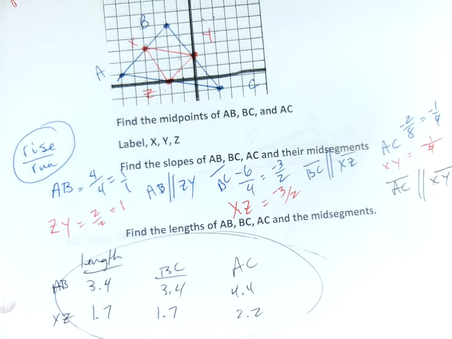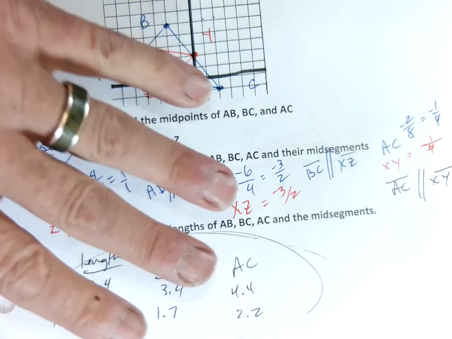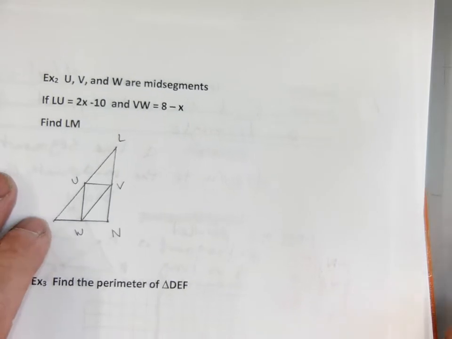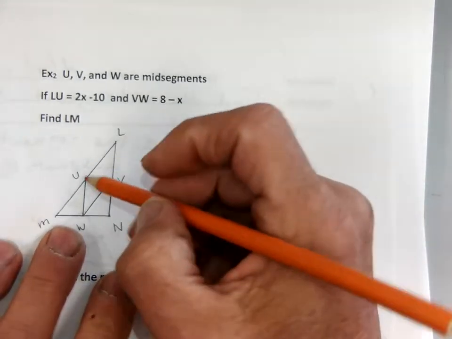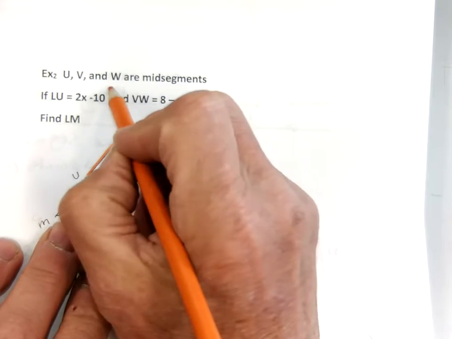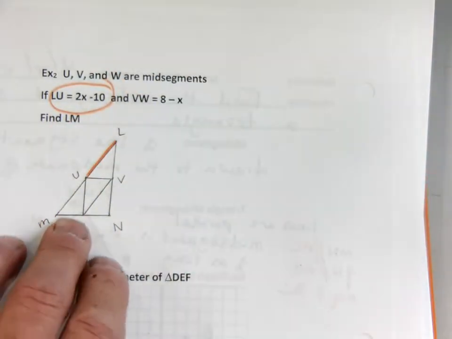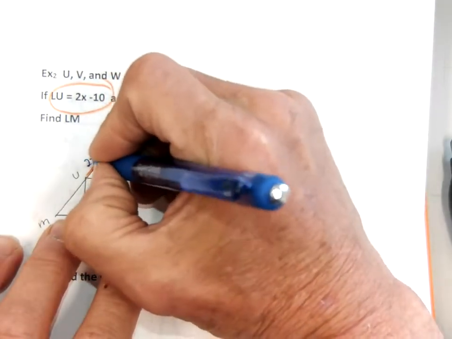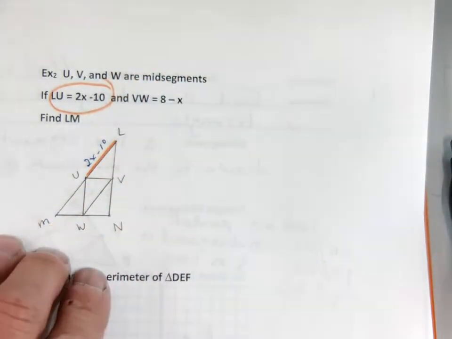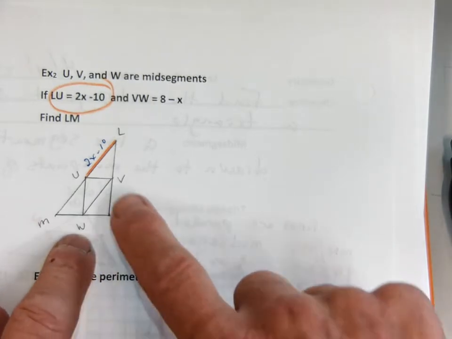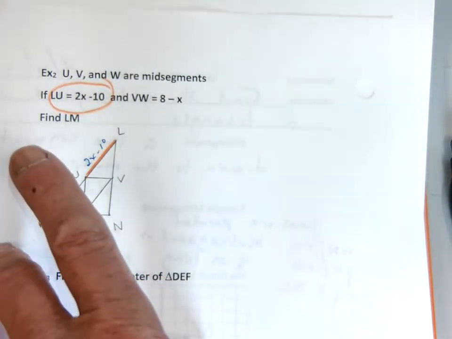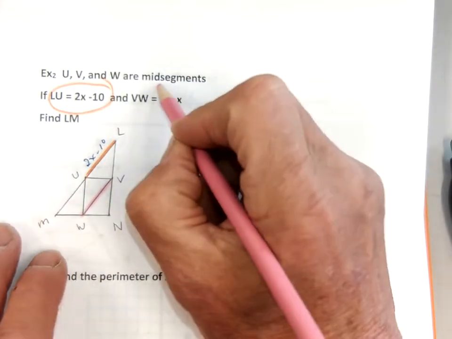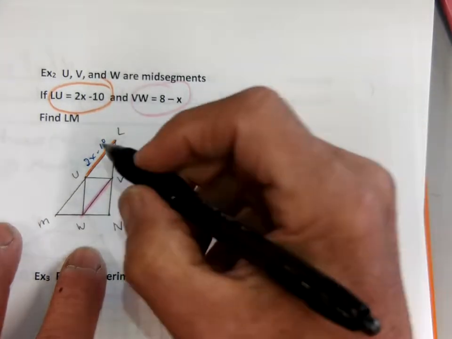Okay? So now if we know this, let's just take a look at a figure. LU is right there. That's LU. And LU is 2x minus 10. I'm going to write that in there. 2x minus 10. VW. Let's see. VW is that one. Maybe highlight that so we can see it. VW is 8 minus x.